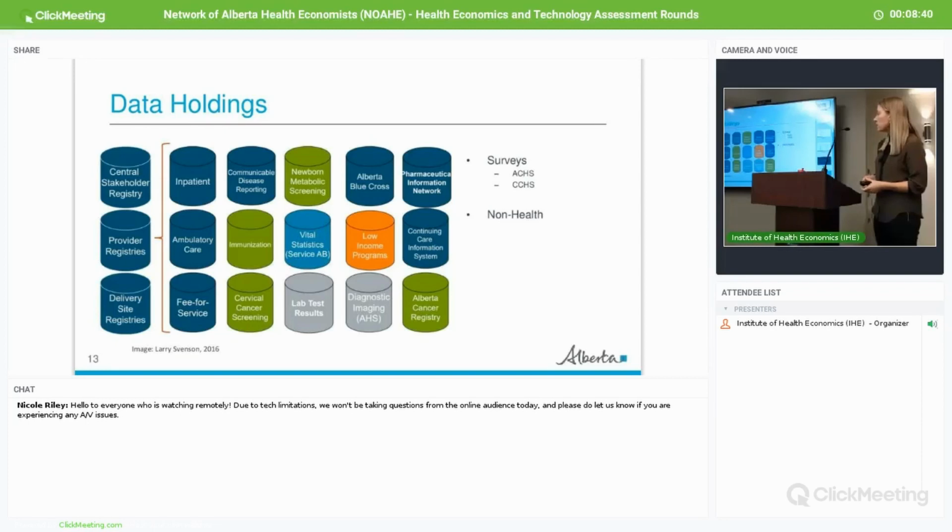So this is a slide from my boss's boss, Larry, and it's a depiction of some of the data assets we have, not even all of them. Some of the ones we use most frequently would be the inpatient ambulatory care data. That also includes our emergency services data and our fee-for-service data sets like physician billings. These cover from 1998 to current. So we have about 20 years of data, individual level observations, and we also have costing for most of it.